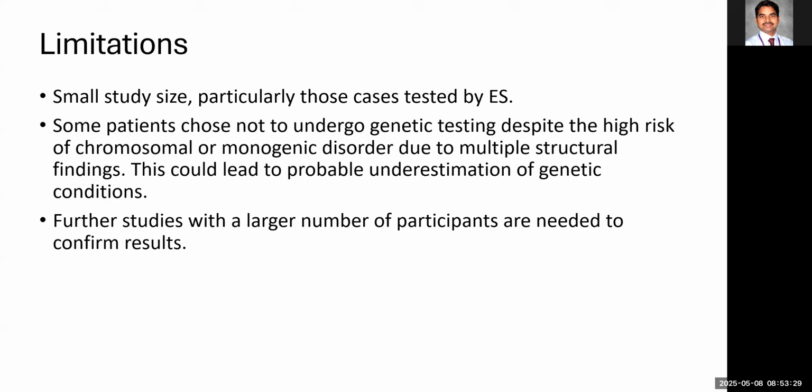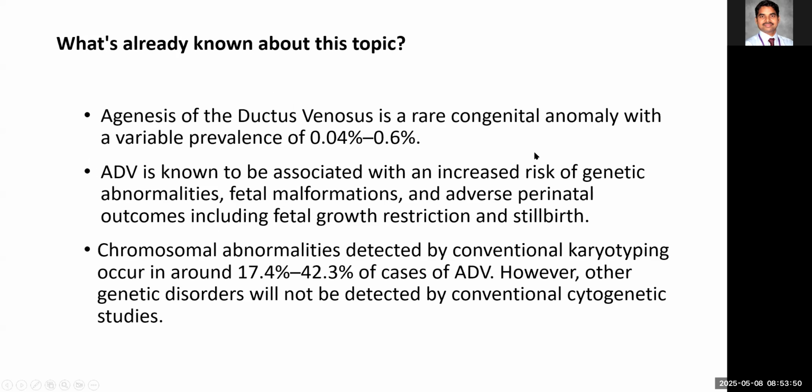Coming to limitations, the sample size is small, particularly those cases tested by exome sequencing. Some patients chose not to undergo genetic testing despite the high risk of chromosomal or monogenic disorder due to multiple structural findings. This could lead to probable underestimation of genetic conditions. Further studies with a large number of participants are needed to confirm the results.